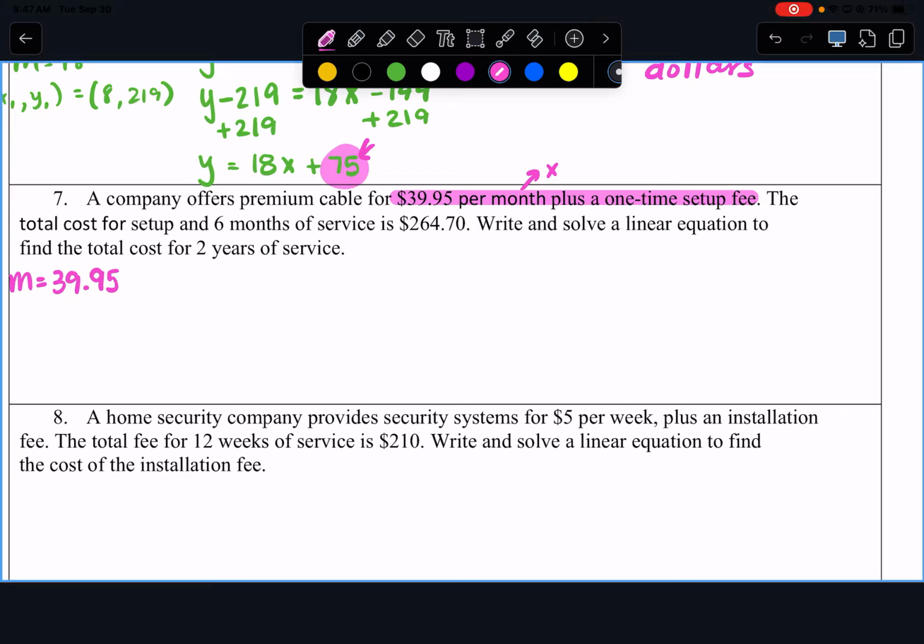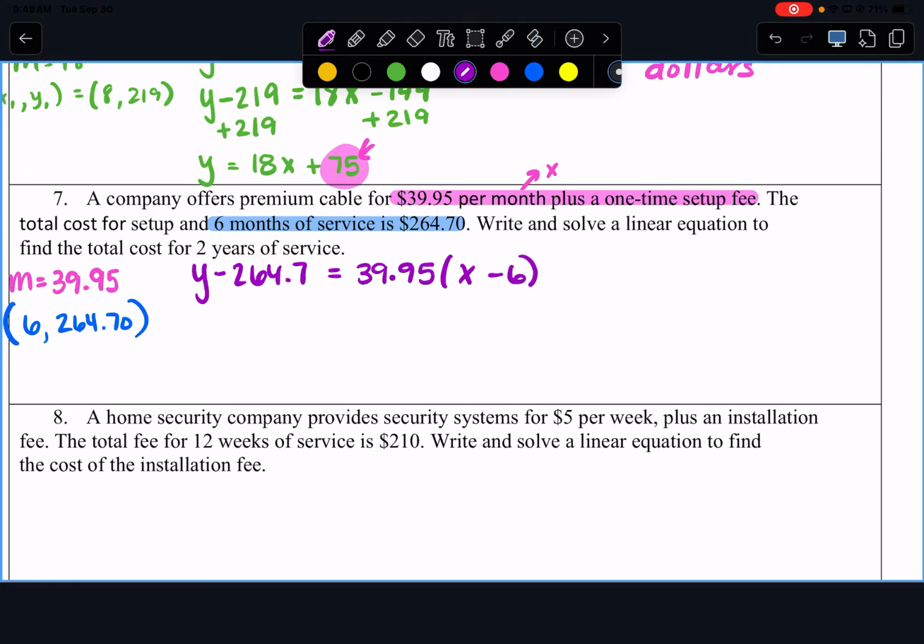Now, it says the total cost for setup and 6 months of service is $264.70. What does that tell us? That's our point. So, what would our X coordinate be there? 6. What would our Y coordinate be there? And then it says, write and solve the linear equation, find the total cost. Okay. So first, let's set up our equation. We're going to do Y minus 264.7 equals 39.95 times X minus 6. Exactly right.